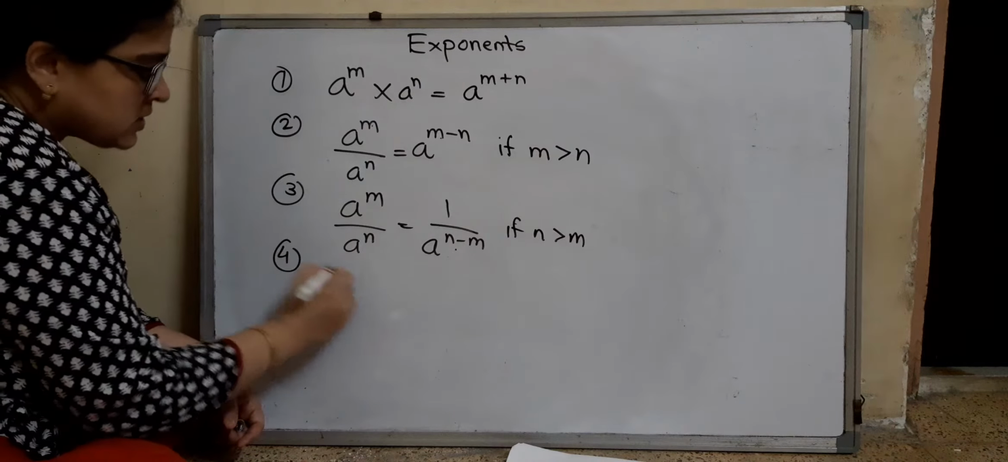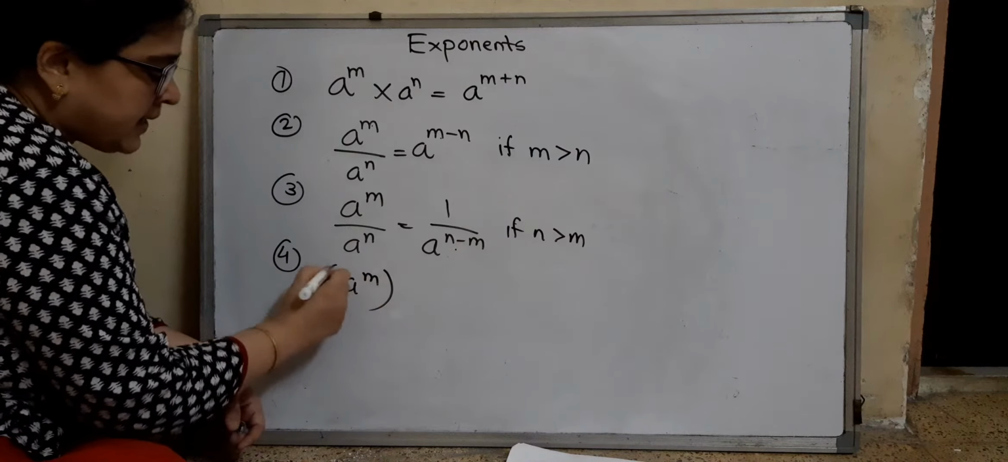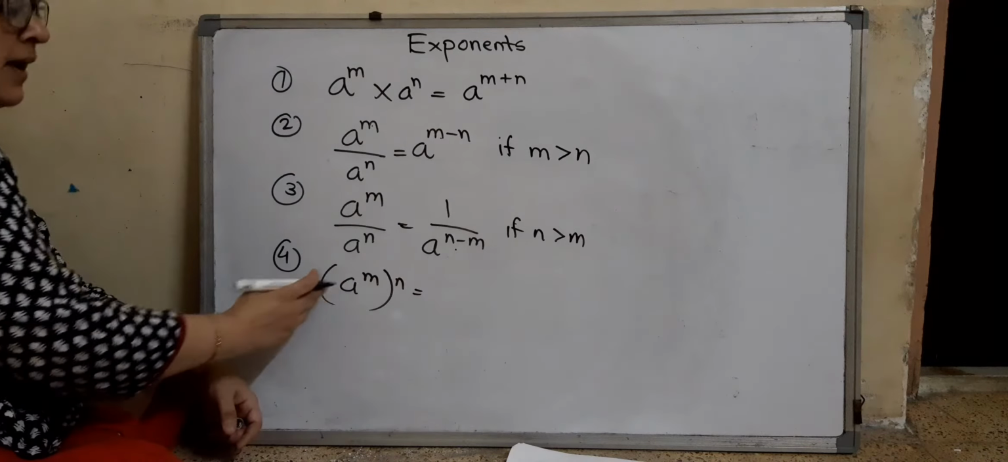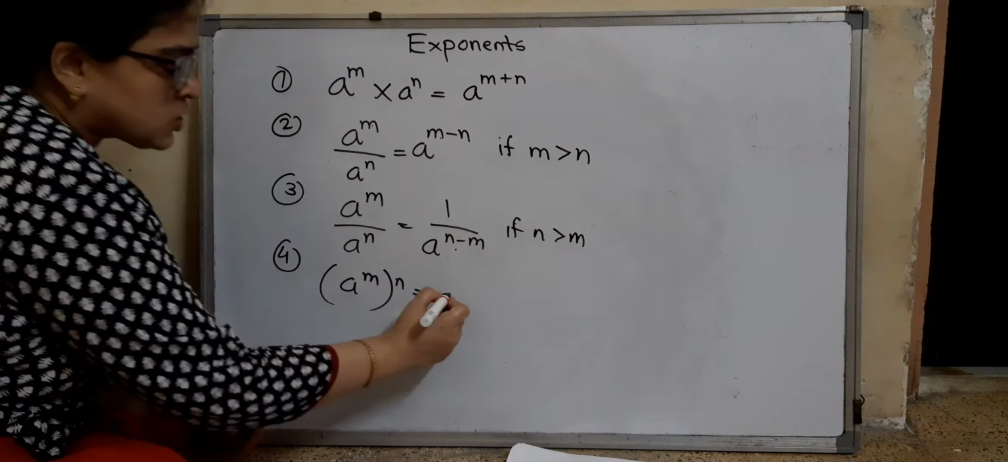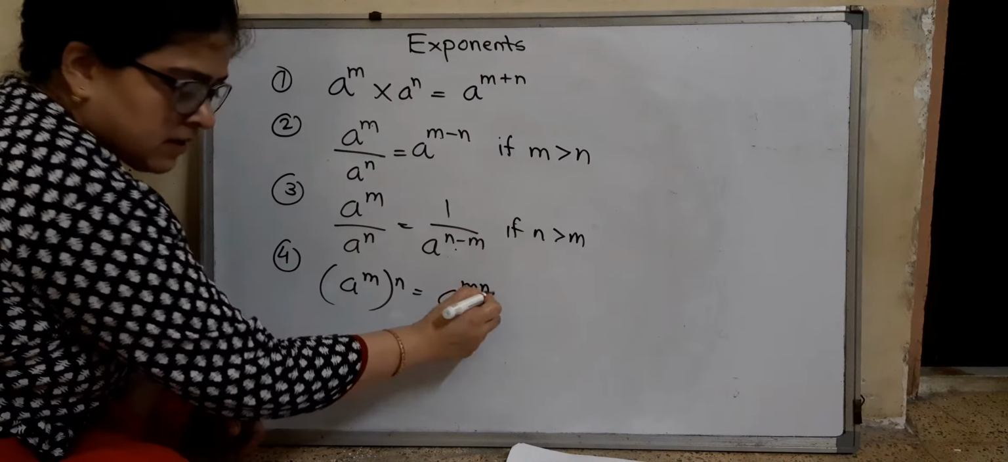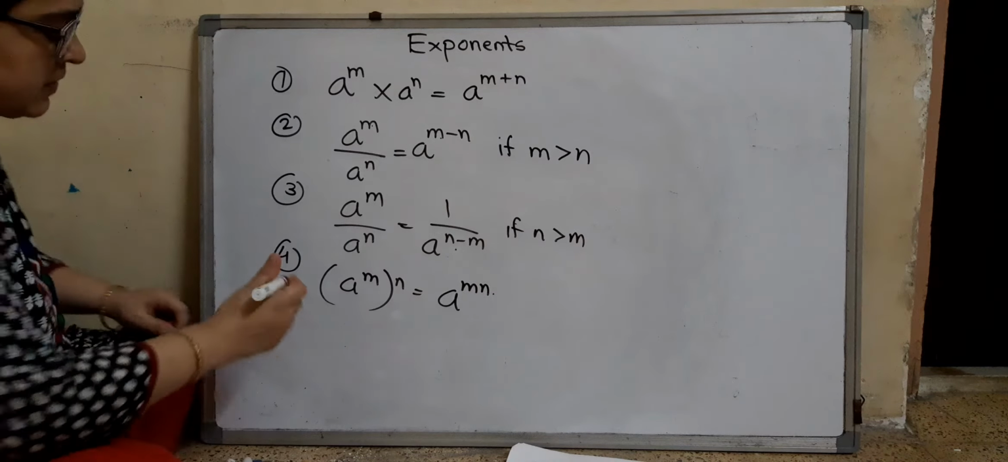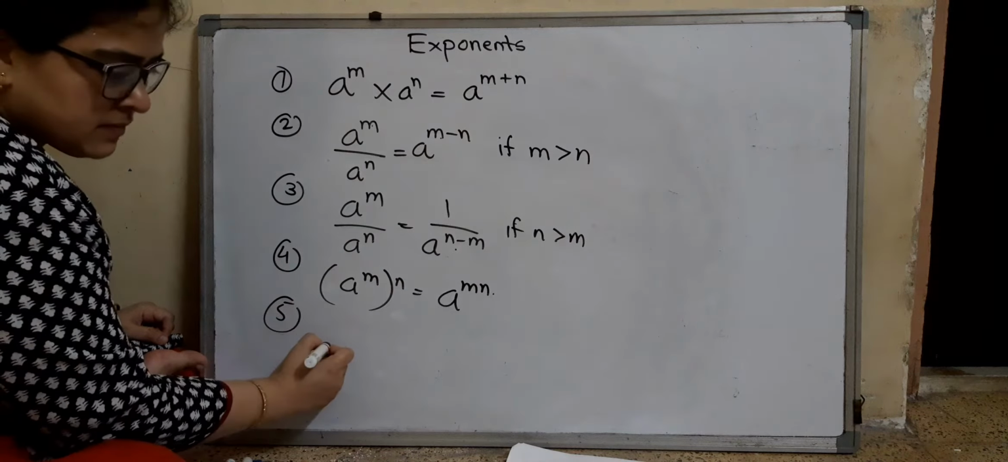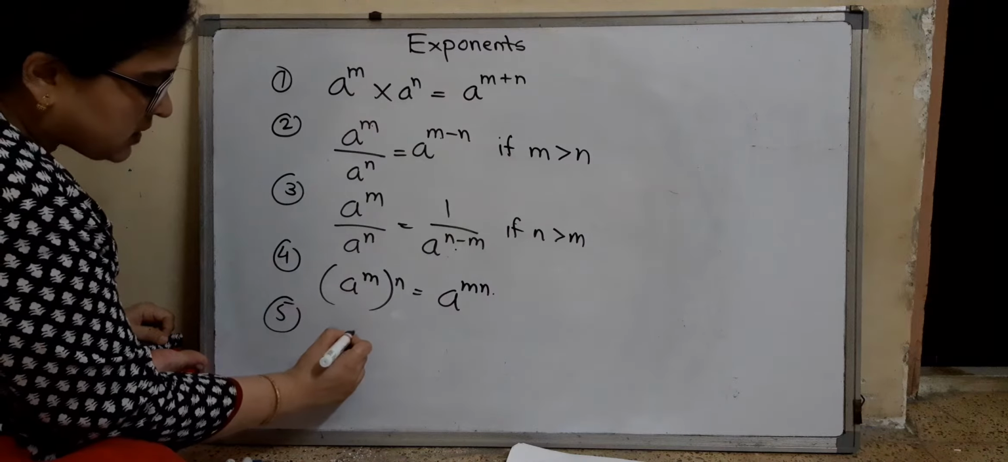Fourth rule is a raised to m, bracket n. Whenever there is a bracket, there is a multiplication of the powers, m n. Multiplication of the powers.